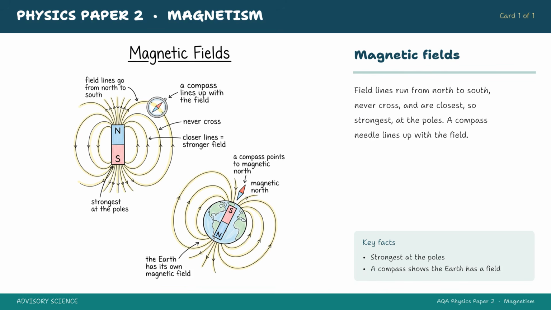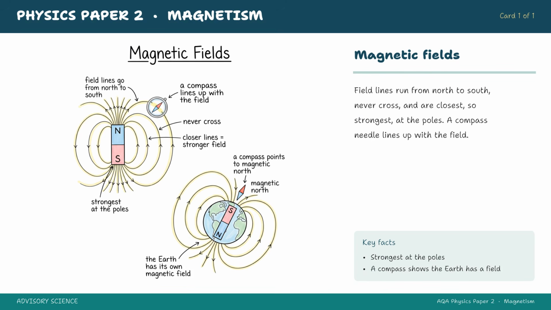You can find the shape of a field with a small plotting compass. Because a compass needle is itself a tiny magnet, so it lines up along the field line. A compass is also the evidence that the Earth has its own magnetic field. It always swings to point north, because the Earth behaves as if it has a giant bar magnet inside of it. The field around a wire.